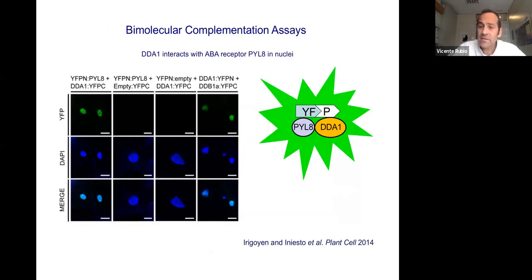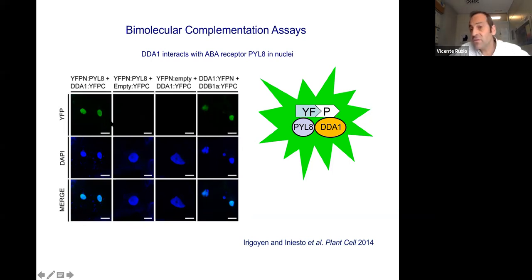Another system, which is related to the other one, is the biomolecular fluorescence complementation assay, in which the reconstitution is of a fluorescent protein, GFP, YFP, or other reporter fluorescent proteins. Here you fuse one of the proteins of interest to one half of the YFP in this case, and the other one to the other half. Upon infiltration of those constructs into Nicotiana benthamiana leaves, we could see interaction of the proteins in nuclei. Actually, they are stained here with DAPI, and this is our positive control.